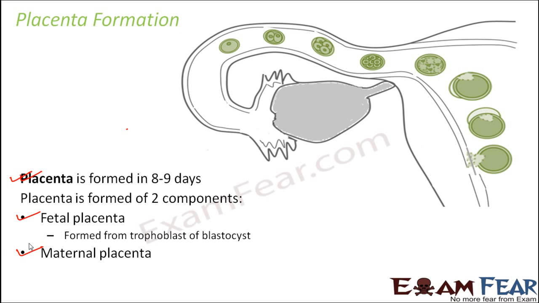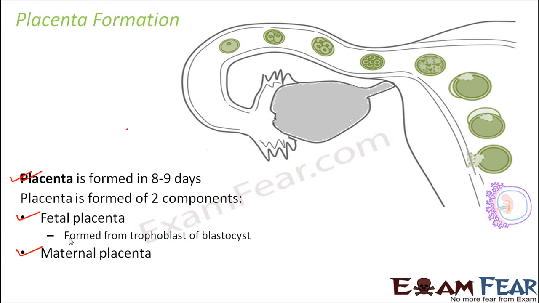Now, fetal placenta is formed from trophoblast of blastocyst. You remember this was the blastocyst, and the outer layer of blastocyst was trophoblast. That outer layer which actually attaches to the endometrium will give rise to fetal placenta. So some of the cells of the trophoblast will form the fetal placenta. Now what about the maternal placenta?